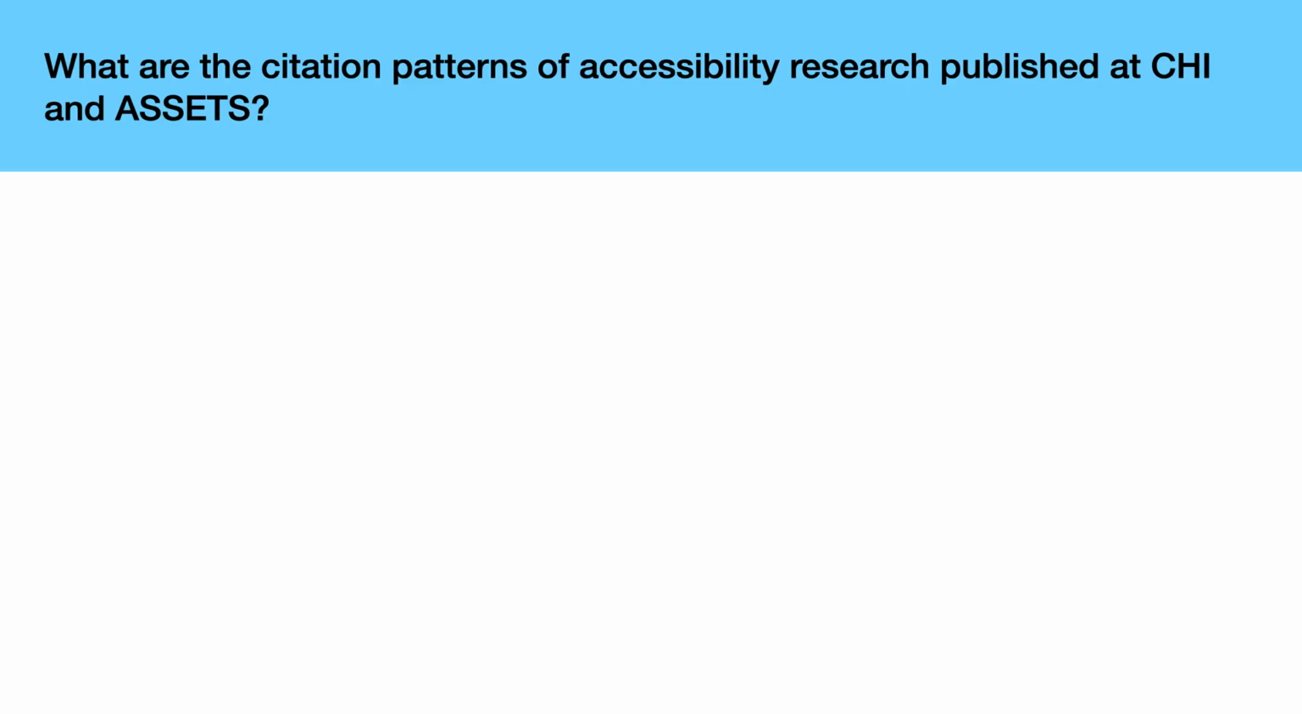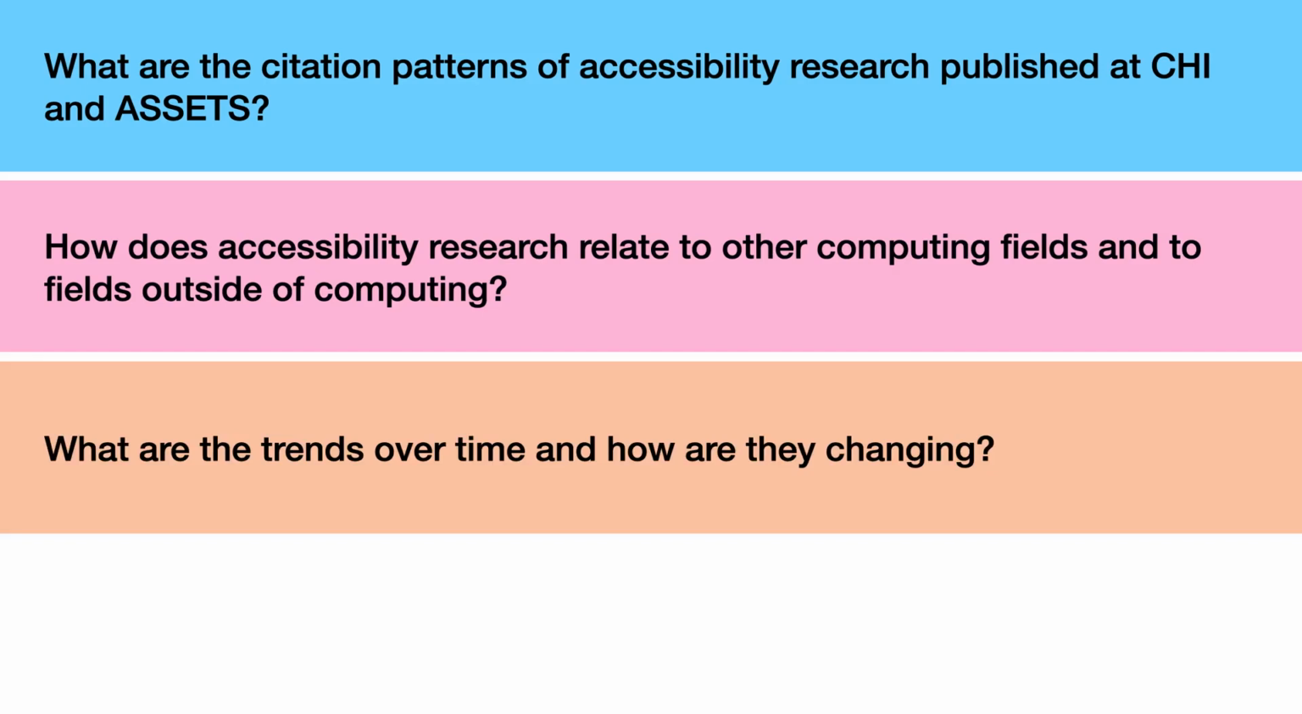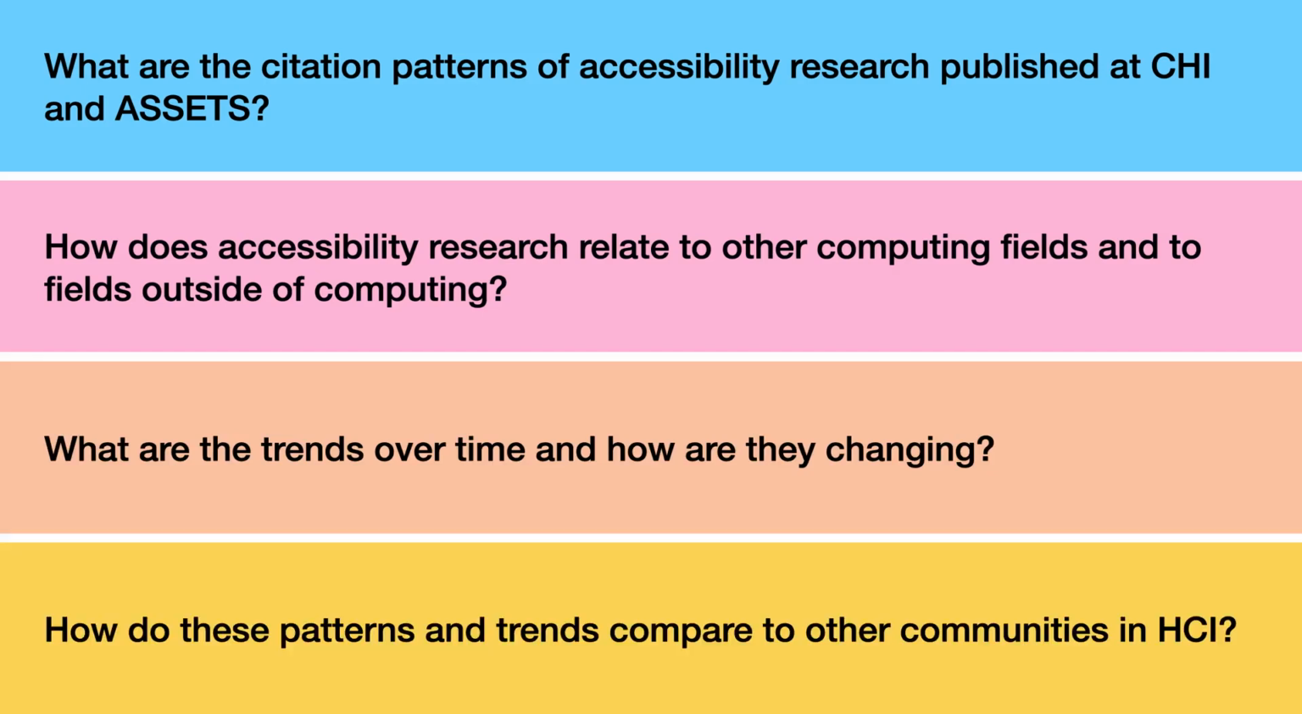What are the citation patterns of accessibility research published at CHI and Assets? How does accessibility research relate to other computing fields and to fields outside of computing? What are the trends over time, and how are they changing? And how do these patterns and trends compare to other communities in HCI?